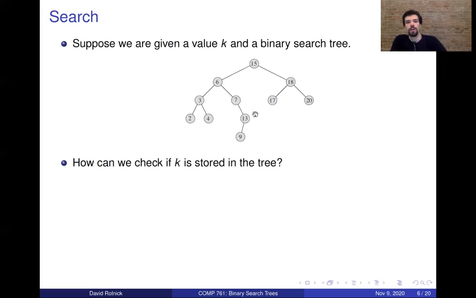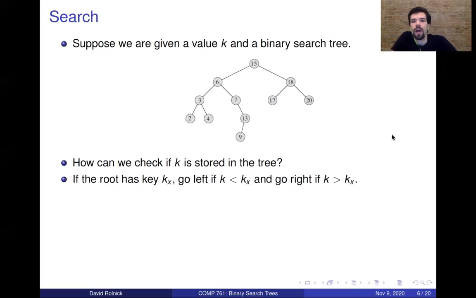So we can use the property of the binary search tree. Suppose I'm looking for key k. If the root has key kx, then I know that I'll be in the left subtree if k is less than kx, and I'll be in the right subtree if k is greater than kx. So I immediately get to subdivide, not necessarily cut things in half because it's not necessarily balanced, but into the left side and the right side.